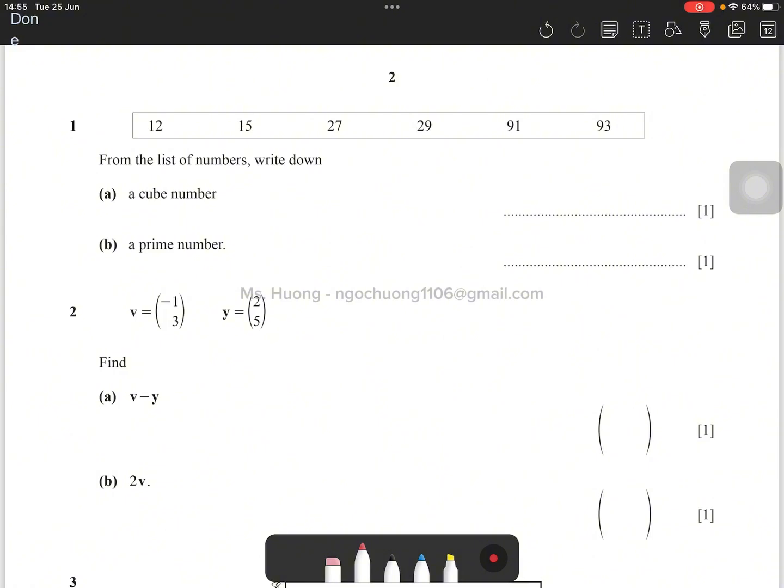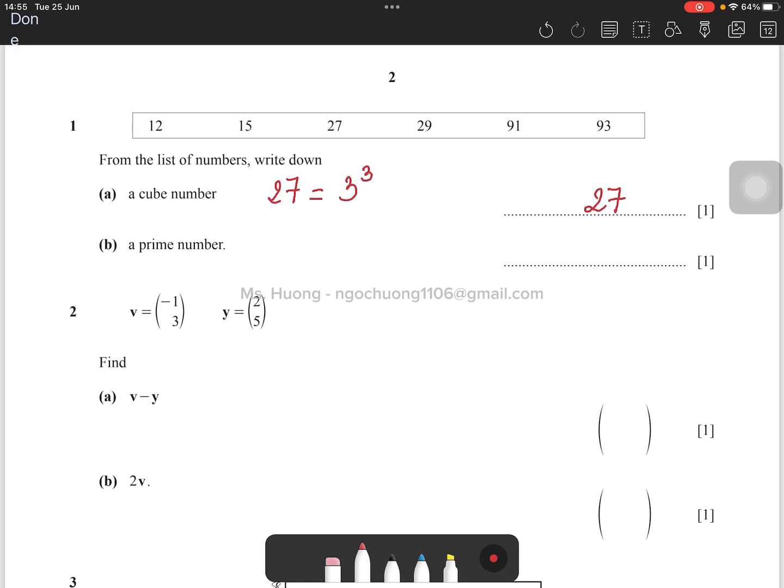Question 1. From the list of numbers, write down a cube number. You know a cube number can be written as the cube of another number. For example, in this case, 27 can be written as 3 cubed. So 27 is the cube number.